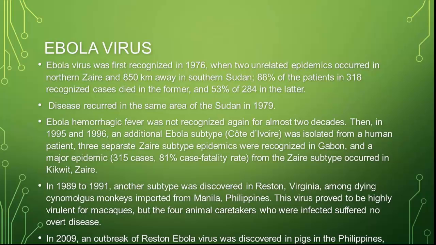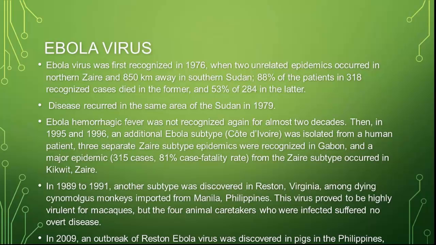The first case was recognized in 1976 when two unrelated epidemics occurred in northern Zaire and southern Sudan. 88% of the patients out of 318 recognized cases died in northern Zaire, and 53% out of 284 cases in southern Sudan died. Then the disease was recorded in the same area of Sudan in 1979, but the virus was not recognized for almost 2 decades.